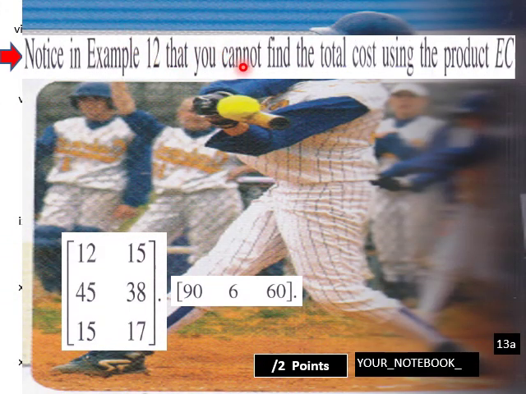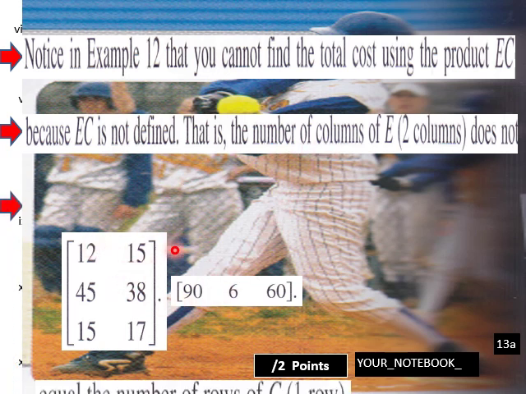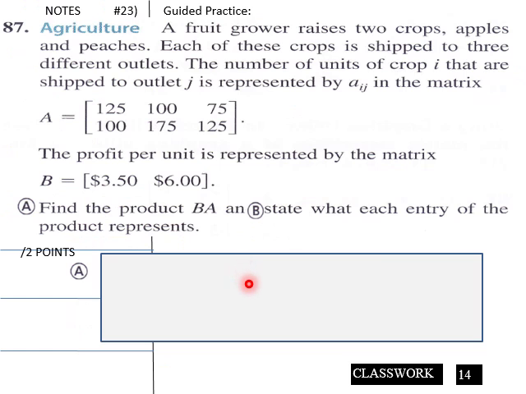Notice in example 12 that you cannot find the total cost using the product EC. So if we flipped our order of multiplication, we would have this, and that would not work because EC is not defined. Here's E, here's C. That is, the number of columns of E, 2 columns, does not equal the number of rows of C, 1 row here.